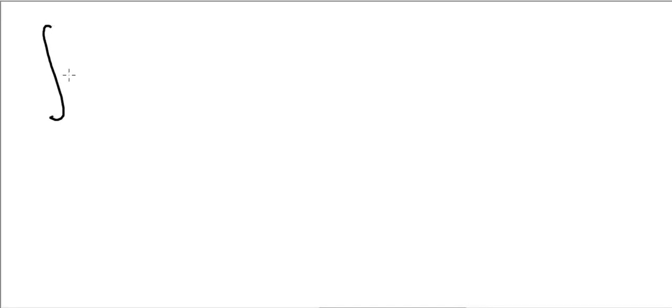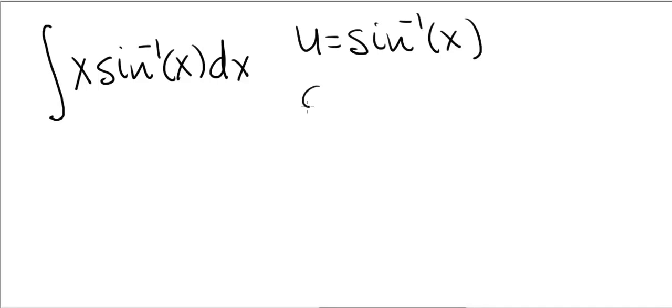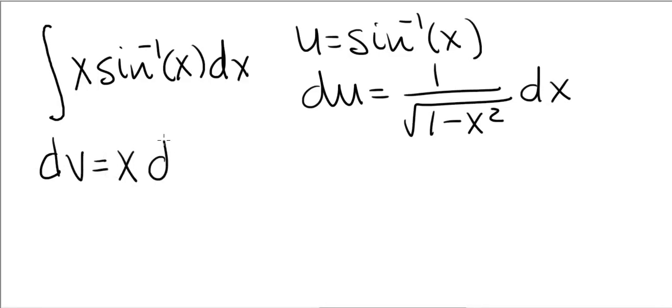We're going to evaluate the integral of x times inverse sine of x. First, we'll apply integration by parts. We let u be inverse sine of x, so that du is equal to 1 divided by the square root of 1 minus x squared. And that means that dv is equal to x dx.